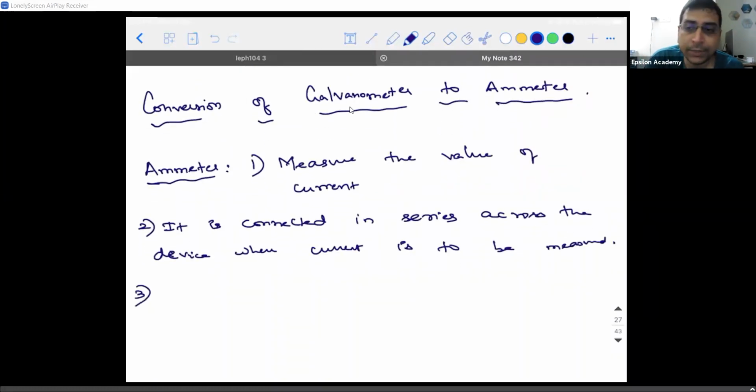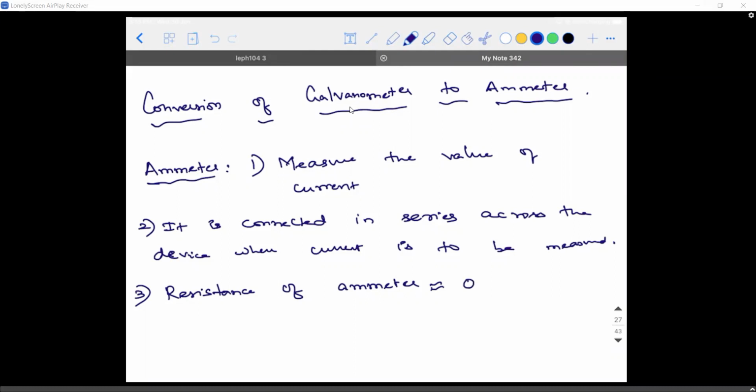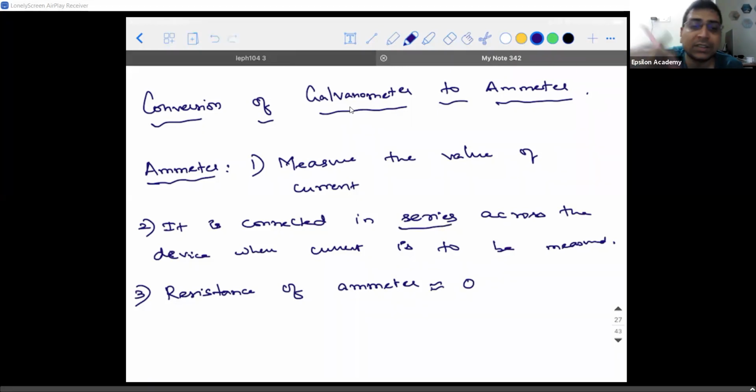Third, if I talk about the resistance of an ammeter as a whole, how much is it going to be? It is ideally supposed to be equal to 0. Why? Because you told me that you're going to connect an ammeter in series across a device where you're trying to measure the value of current.